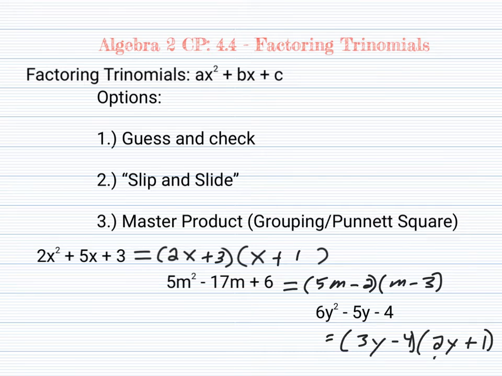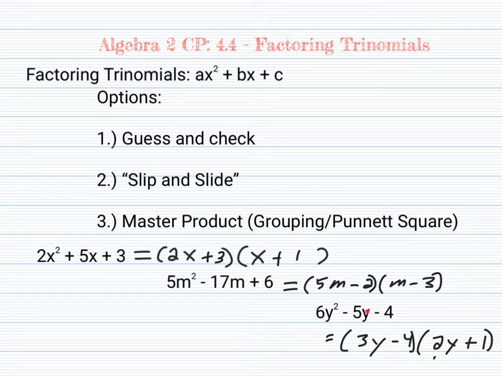So after what maybe was a lot of trial and error, you should have ended up at 3y minus 4 and 2y plus 1. Certainly you could have those in the opposite order, but the negative does have to be with the 4. If you happened to try 3y plus 4 and 2y minus 1, what you'd see is you'd get the same thing as the original when you check it. You get the 6y squared and the negative 4, but you'd have a positive 5y.